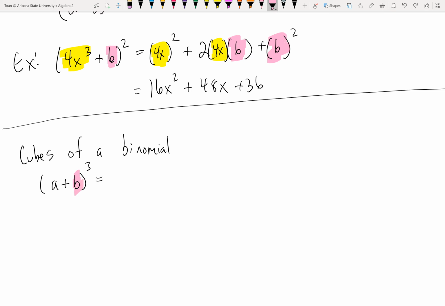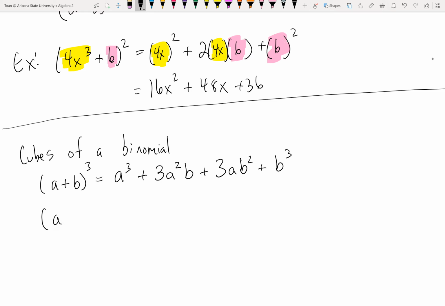and I'm going to call B the second guy, right? So it's going to be the first guy cubed plus 3 times the first guy squared times the last guy plus 3 times the first guy, the second guy squared, plus B cubed.